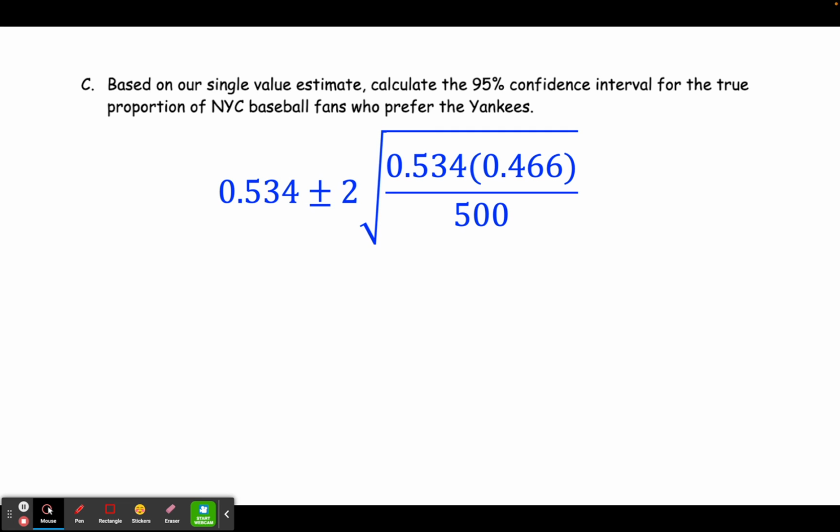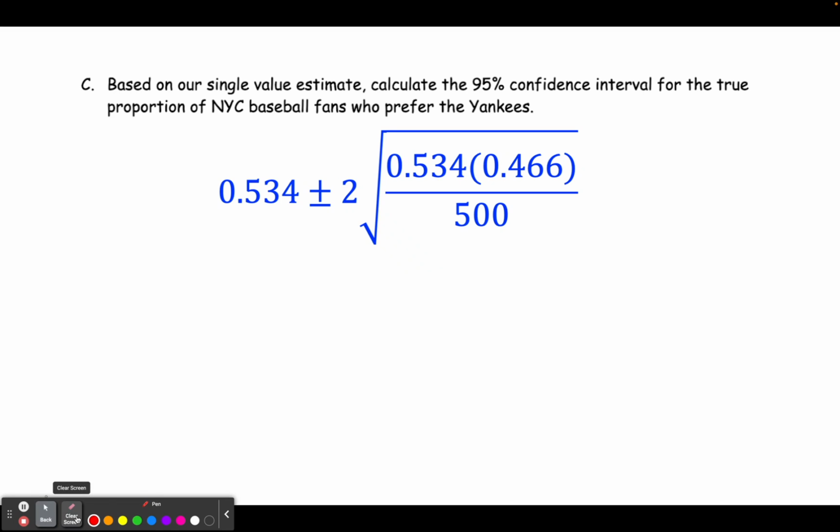So here is the calculation that we're going to do, and I plugged all the numbers in already. The 0.534 is the p hat that we calculated back in part A. And notice underneath the square root, I have 0.534, which is p hat again. And then this 0.466 is 1 minus p hat. Sometimes I like to actually just do that calculation and then plug it in here. It just makes it a little bit simpler when I go then to evaluate that on my calculator.